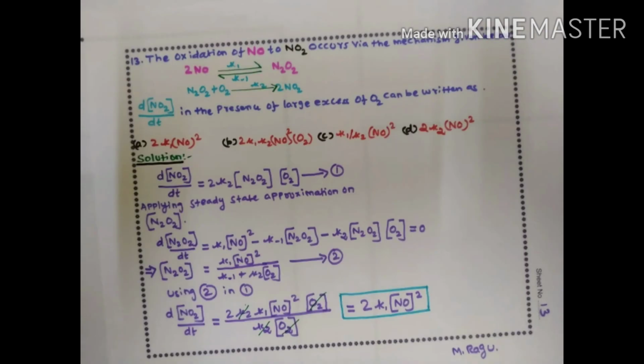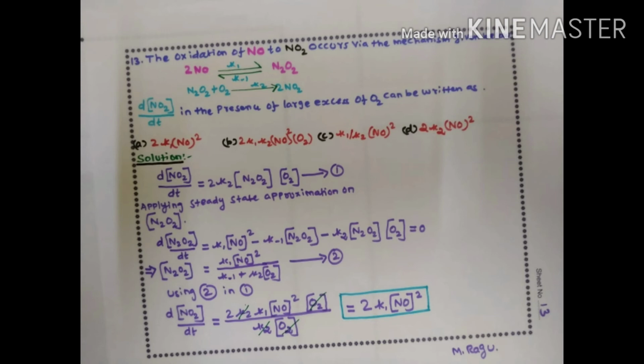Question number 13. The oxidation of NO to NO2 occurs via the mechanism given below. 2NO gives N2O2, N2O2 plus O2 with K2 gives 2NO2. d[NO2]/dt in the presence of a large excess of oxygen can be written as. Solution: d[NO2]/dt. So the rate is dx divided by dt, the rate of change of concentration, where reactant is converted to product per unit time.